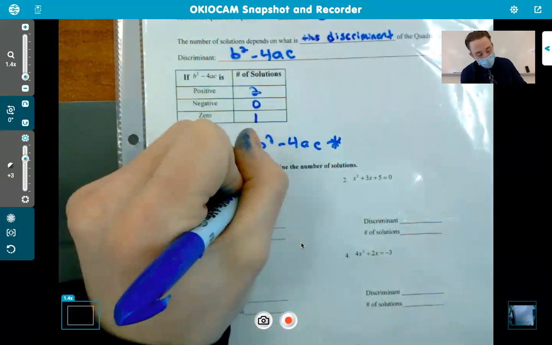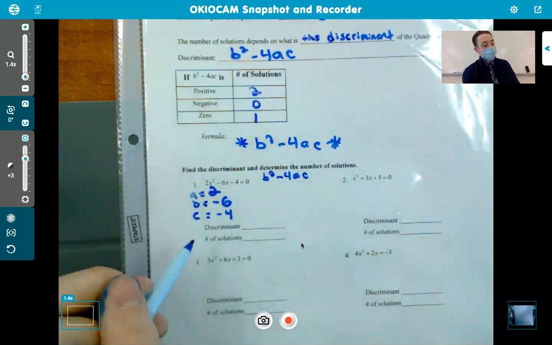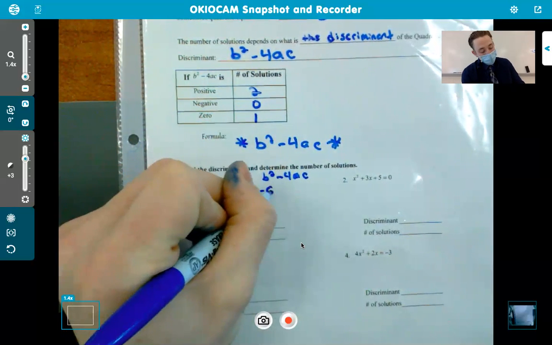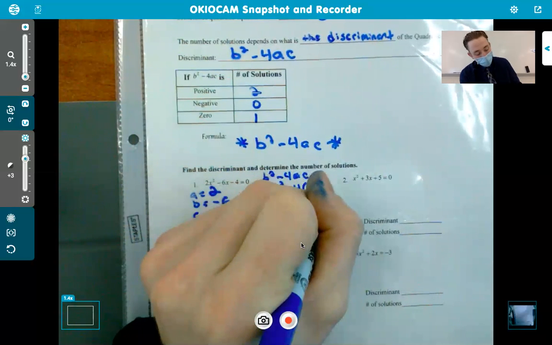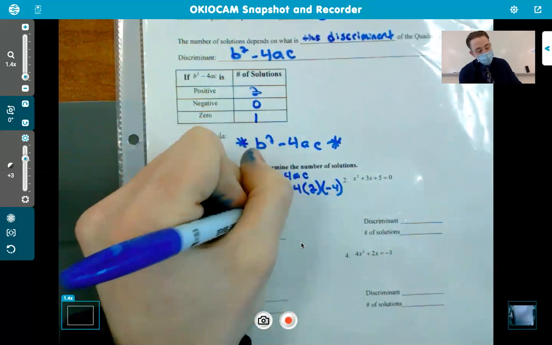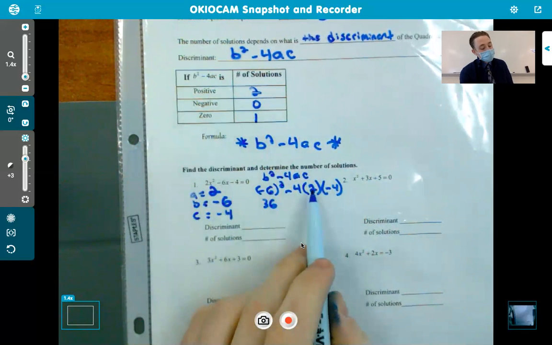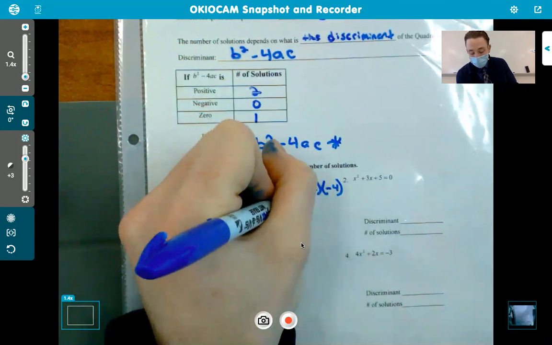I'm going to take these numbers now and plug them just into b squared minus 4ac and then simplify. So when I do that, I'll have -6 squared minus 4 times 2 times -4. What's -6 squared going to give me? 36. -4 times 2 is -8. -8 times -4 is going to give me a +32.